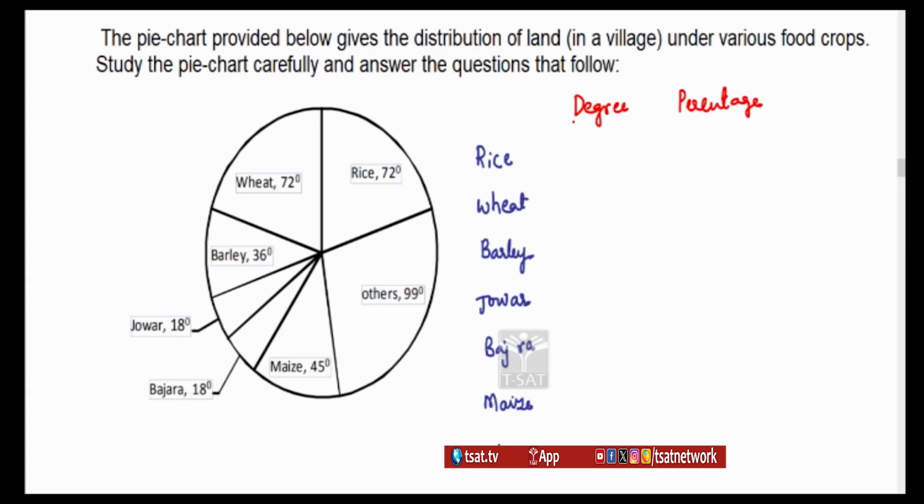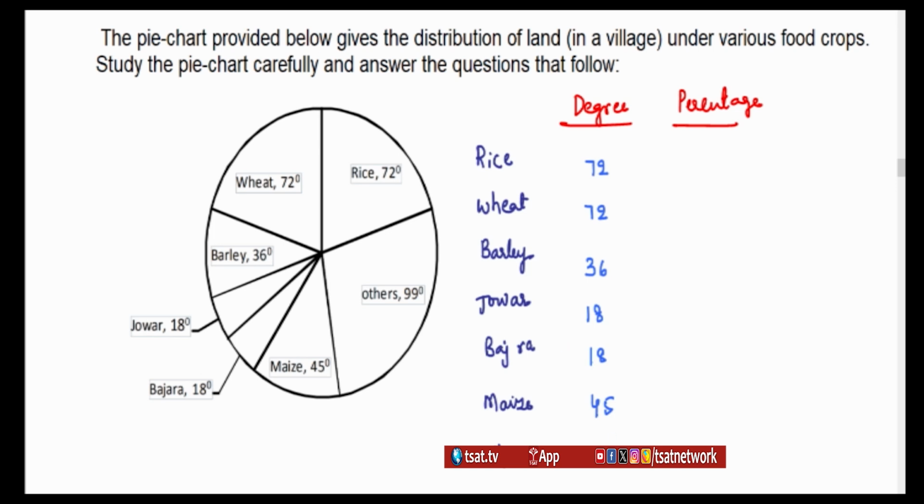Because if you observe, it is clearly a multiple of 18 or multiple of 9. So you can easily say this. Look, rice is 72 degrees, wheat is also 72 degrees, barley is 36 degrees, jowar is 18 degrees, bajra is 18 degrees, maize is 45 degrees, others is 99 degrees.